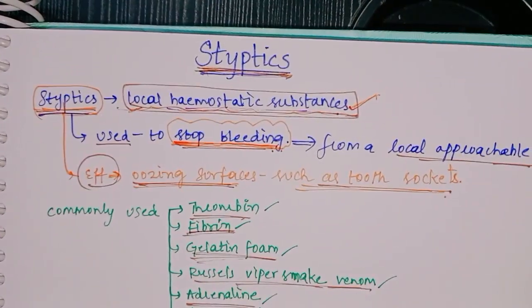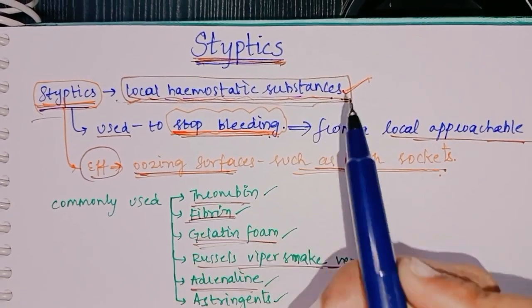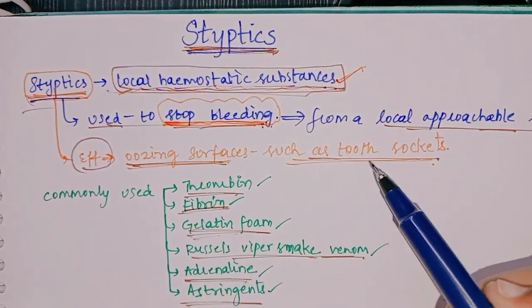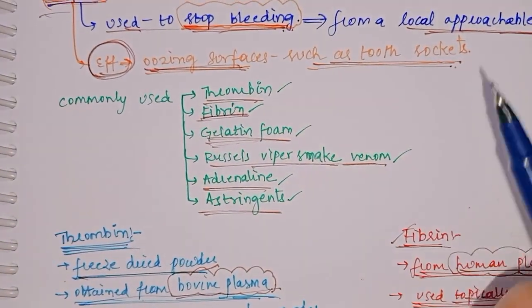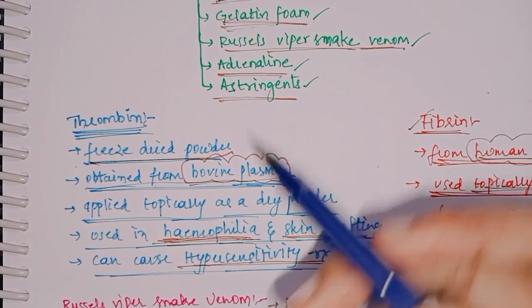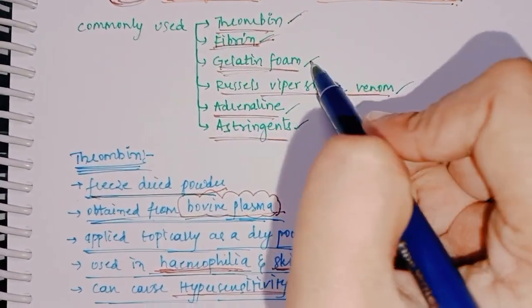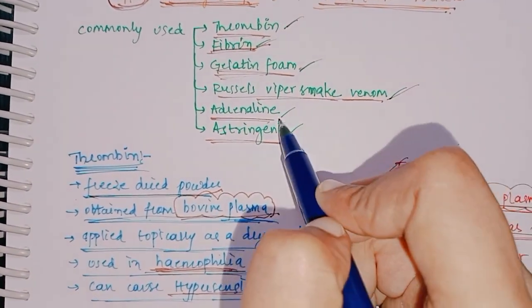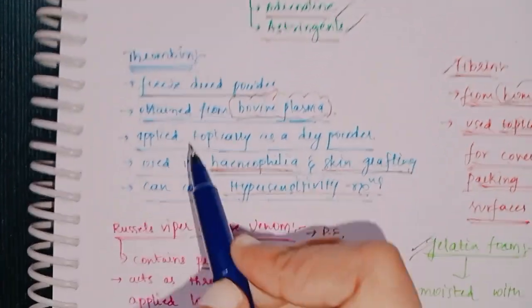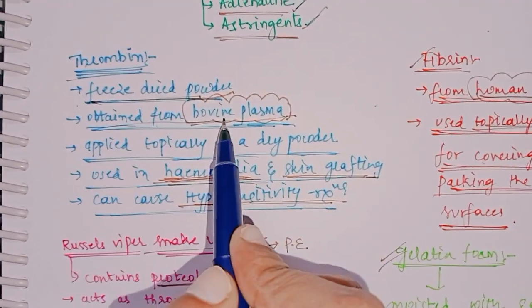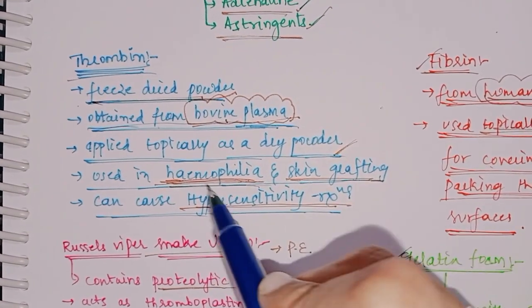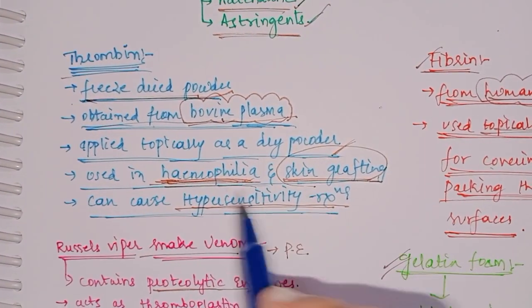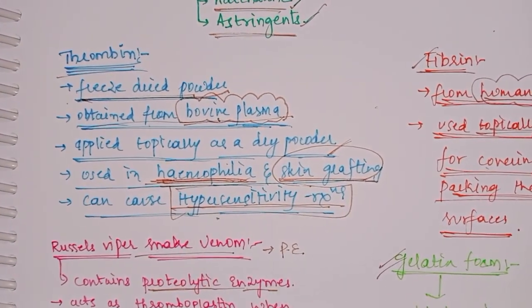Let us revise what we have studied. Styptics are local hemostatic substances which are used to stop bleeding from a local approachable site. Styptics are effective on oozing surfaces such as tooth sockets. The commonly used styptics are thrombin, fibrin, gelatin foam, Russell's viper snake venom, adrenaline, and astringents. Thrombin is a freeze-dried powder obtained from bovine plasma, applied topically as a dry powder, used in hemophilia and skin grafting. It can cause hypersensitivity reactions.